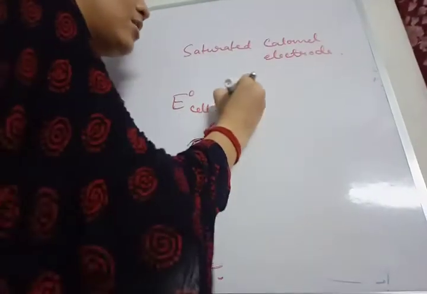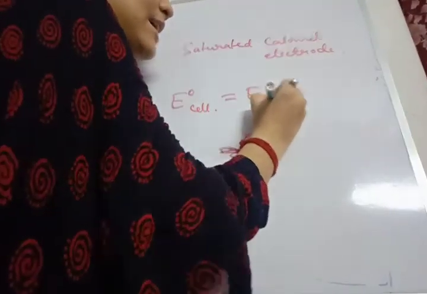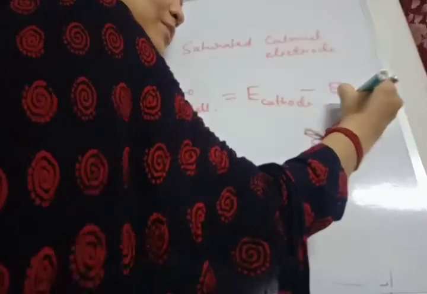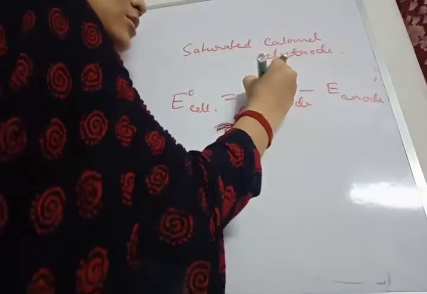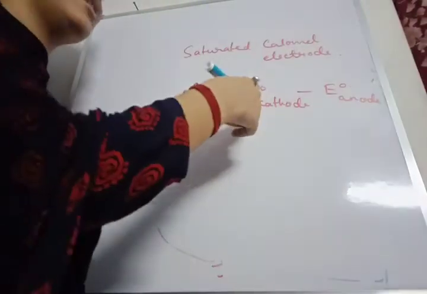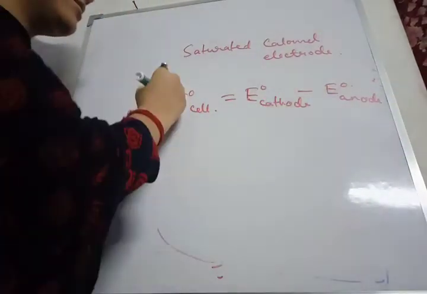Now, E0 cell, how do we write it? We already know the E cell formula. E cell formula is E cathode minus E anode. So obviously E0 cell will be the same thing, except we have to put the not sign. So E0 cathode minus E0 anode, or E0 right electrode minus E0 left electrode. This is what E0 cell represents.